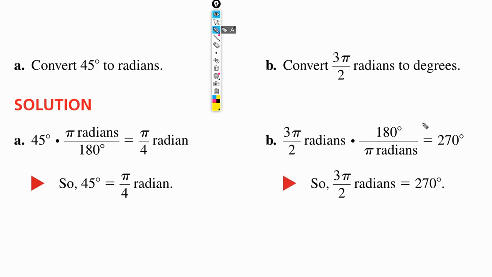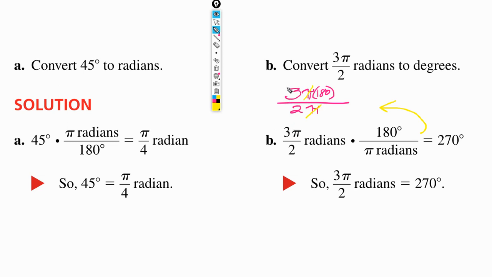And again, the reason for that is that you would have, well, let me just put it up here. I'll do pink. So I would have had 3 pi times 180 on top over 2 pi on the bottom. The pi's would have canceled.